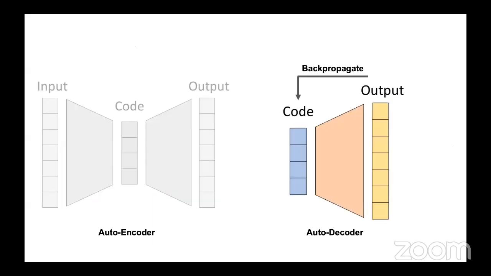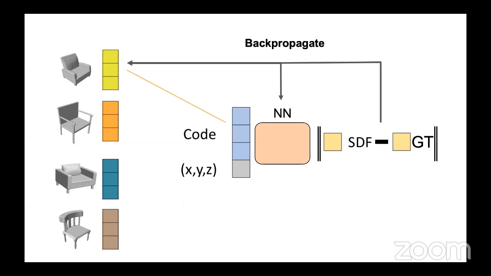To avoid designing an encoder, we introduce a learning scheme that we call autodecoder, where the code is directly optimized through backpropagation. In the beginning of the training, we randomly initialize a code per object in the dataset. We then jointly optimize all the latent vectors in the dataset, along with the weights of the shared decoder network, using the standard backpropagation. The objective function is to minimize the L1 loss between the predicted and the ground truth SDF.